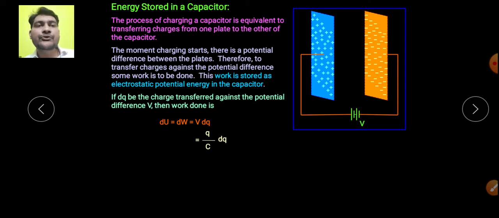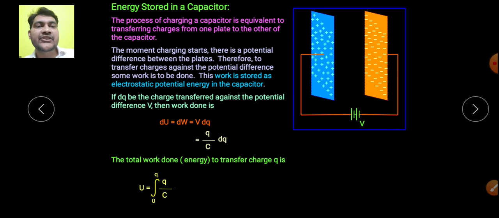Suppose you want to charge the capacitor from an initially uncharged position, then you will have to integrate this relation. Initially the capacitor is not charged, the charge is 0, and finally you want to obtain a charge Q. Then to obtain the total work done or total energy stored, you will have to integrate dW.